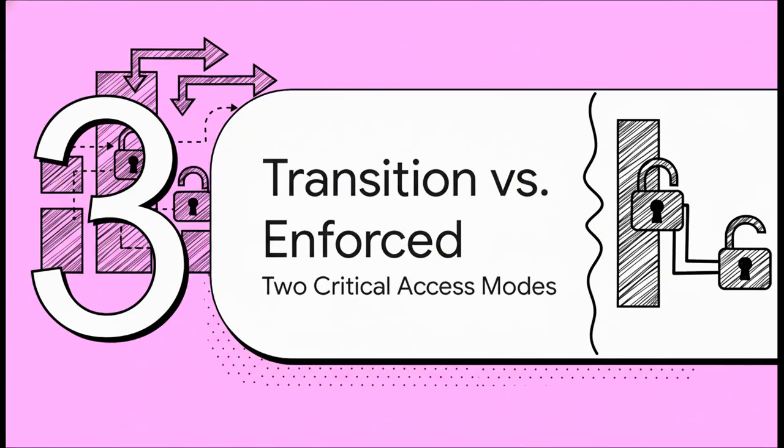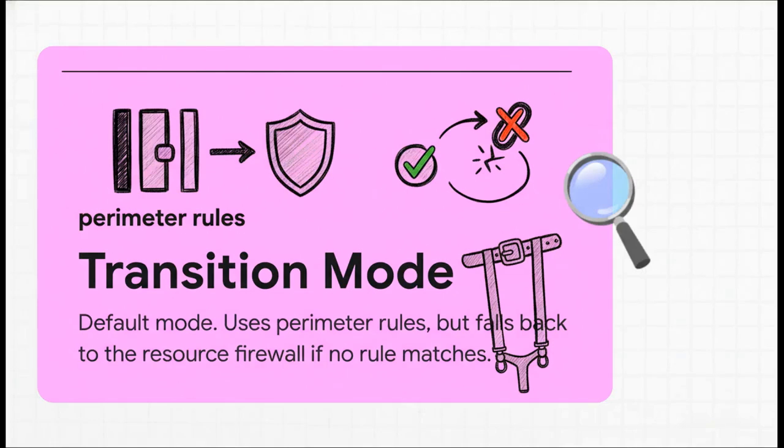Okay, so that access mode property, this is where things get really interesting. It has two possible settings that you absolutely have to know inside and out, transition and enforced. Let's break them down. So first up, we've got transition mode. This is your starting point, and it's designed to be completely safe. When a connection request comes in, Azure looks at your shiny new perimeter rules first. But if it doesn't find a match, it doesn't just block the traffic. It falls back and checks the resource's own old-school firewall rules. It's kind of like a safety net.